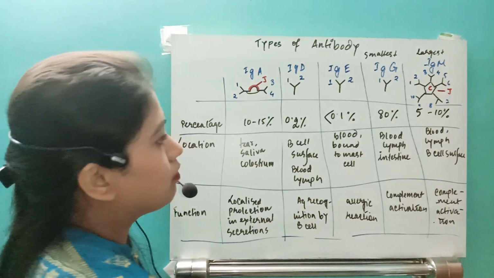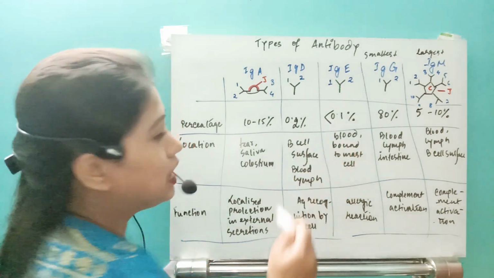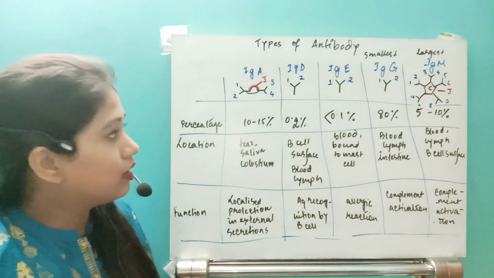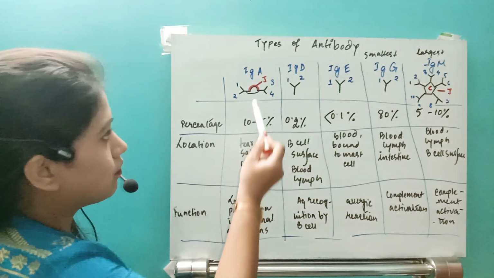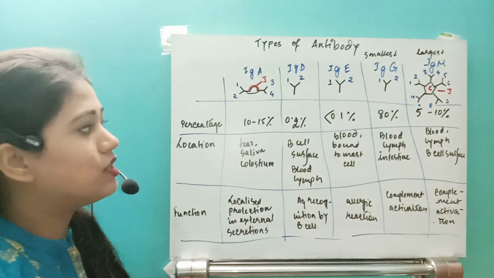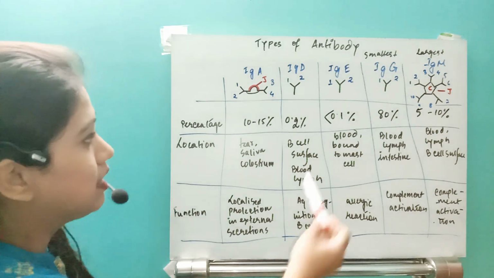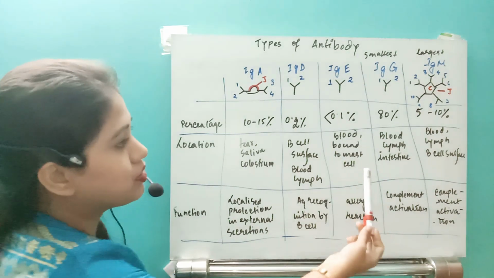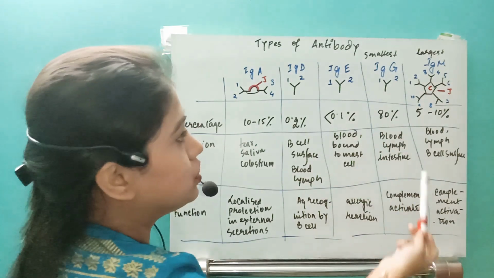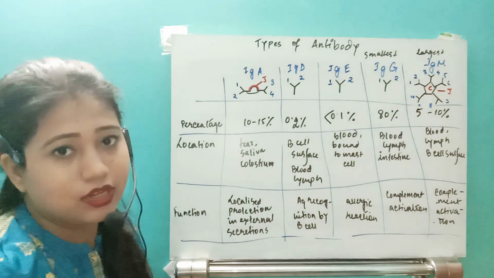Now the next one, which is present in very small amount, is IgE, which is even less than 0.1%. Now just see the rest of them. IgA is around 10 to 15%. IgD is around 0 to 0.2%. IgE is already less than 1%. The highest amount, 80%, is IgG, and IgM is around 5 to 10%.